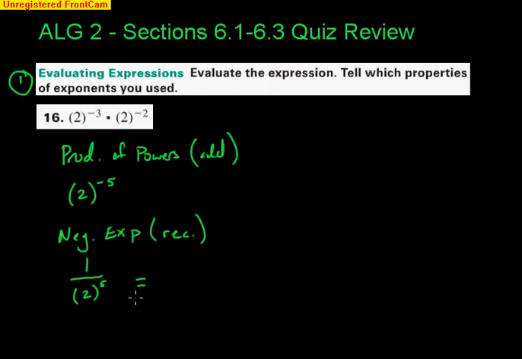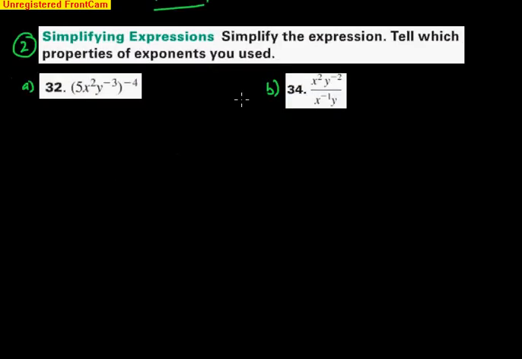And then you just have to multiply that in your calculator. 2 to the 5th. It's going to be 1 over, and 2 to the 5th is 32. So there's how you evaluate this problem here. So again, it's not a bad idea to write down those rules. Okay, here's our next two problems.